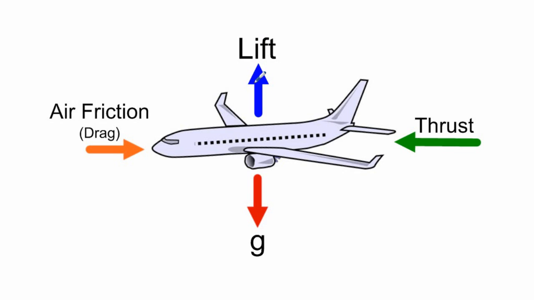If we want to go higher, we just increase the thrust, which creates more lift. If we want to come down, we just lower the thrust, shut the engines down a little bit, and that creates less lift, and the airplane comes down by gravity. So there you go. Quite interesting, I think, and I hope you do too.